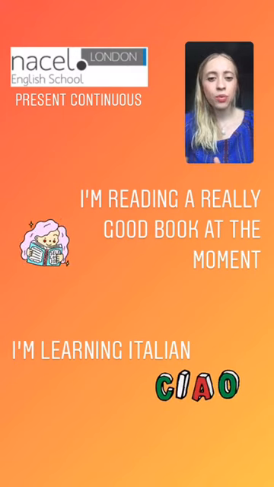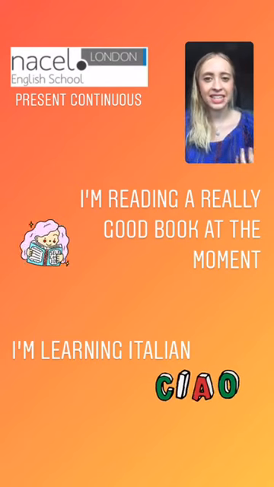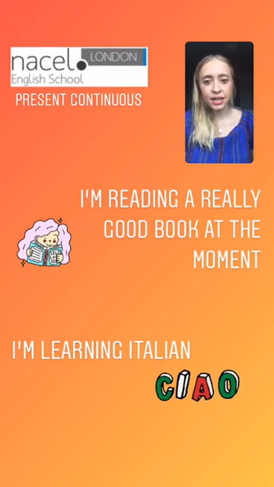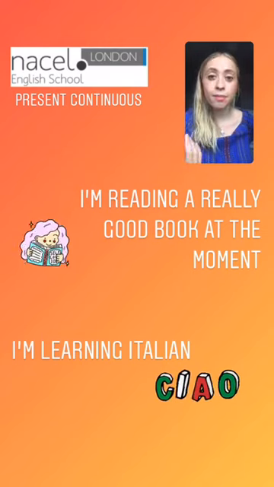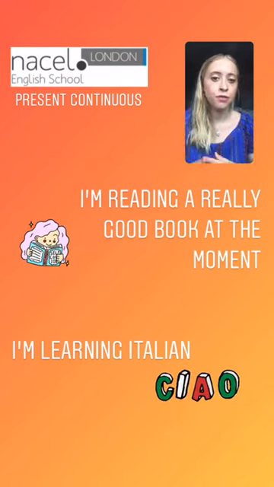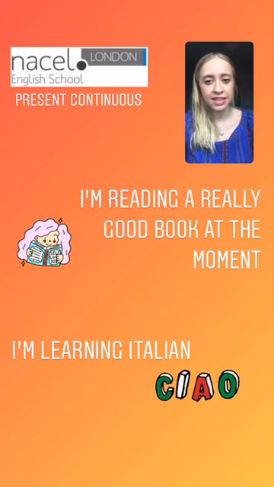And the same with the second example, I'm learning Italian. This is a continuous action. You have started it, but you have not finished it. It takes a long time to learn a language. The same you can say, I'm learning English. Maybe you will study English for many years, but you can use the present continuous to say this.